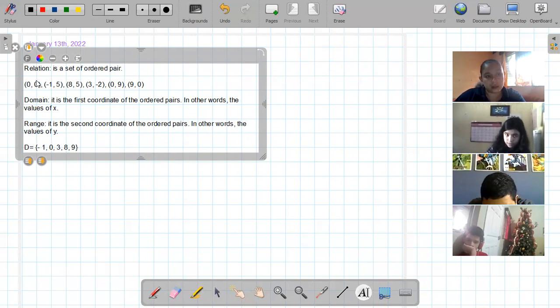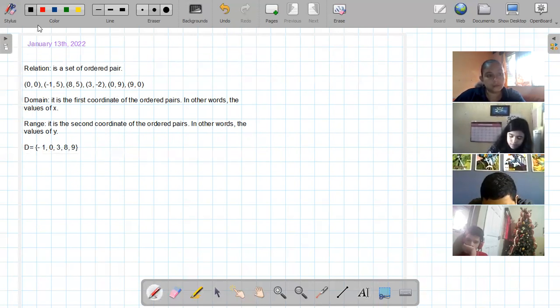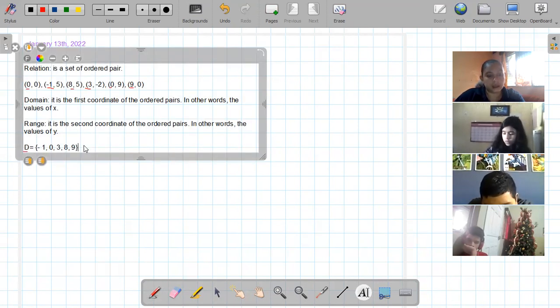So we had 2 zeros, 0 and 0, so we only copy it once. We got the -1, which was the first one. We got the 3, the 8, and this 9. Those are the domain, okay? That is the domain. Now let's find the range.